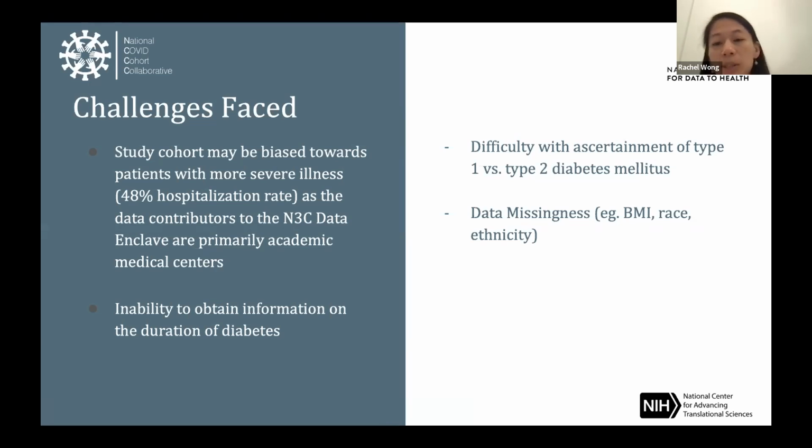And there was also the issue that we had some data missingness. So you saw a third of our patients were excluded due to lack of BMI, and some lower percentages didn't have any race or ethnicity data. So we're currently working on the next steps in this, using multiple imputation to look at these findings and whether it makes a difference.